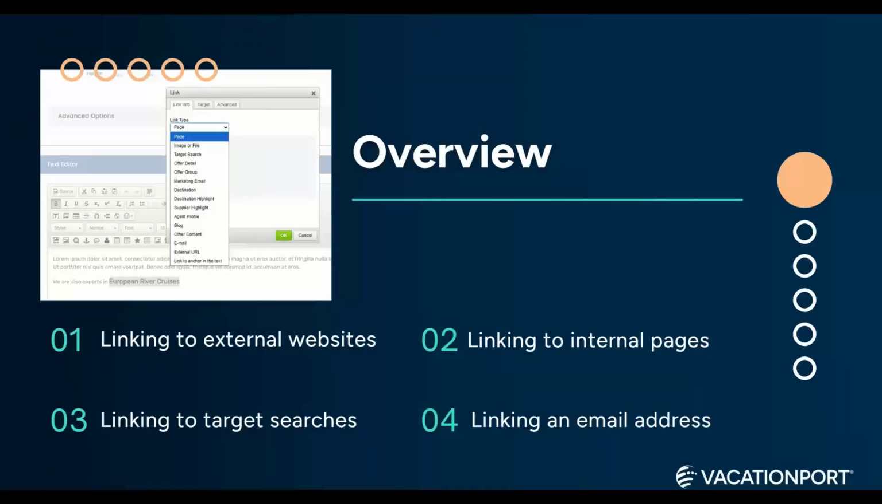So today we will go over 4 different types of links that you can use on your website. Specifically, we will go over how to link to external websites, how to add links to internal pages, links to target searches, and links to email addresses. We'll also look at where to go in your website editor to add these links, and I will share a few helpful tips to keep in mind when adding links to the site.